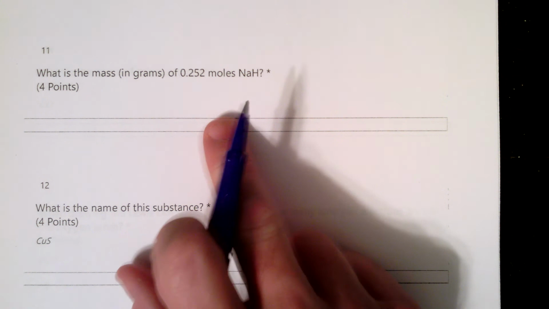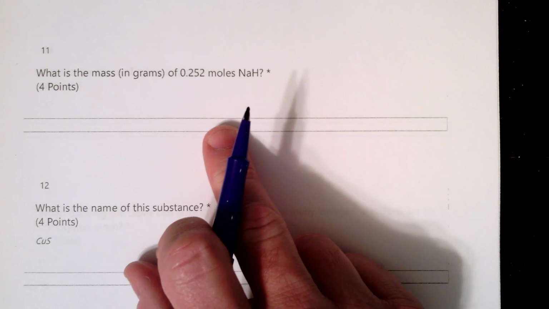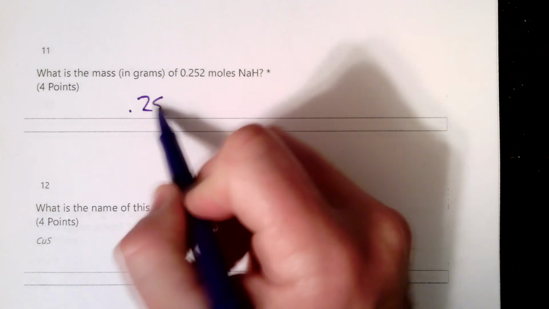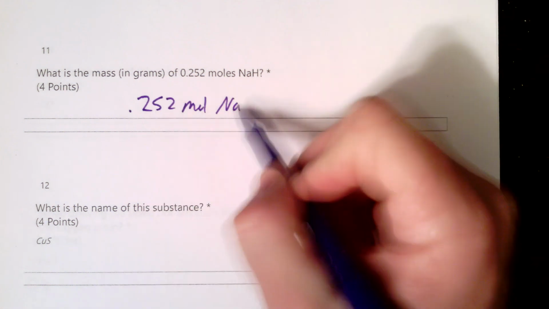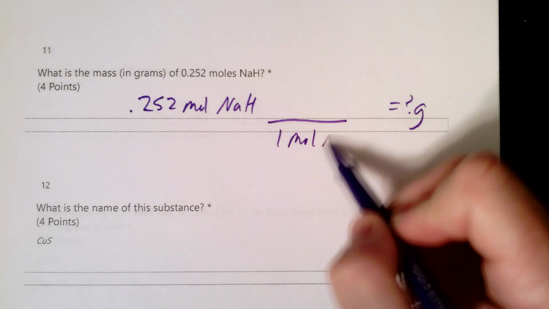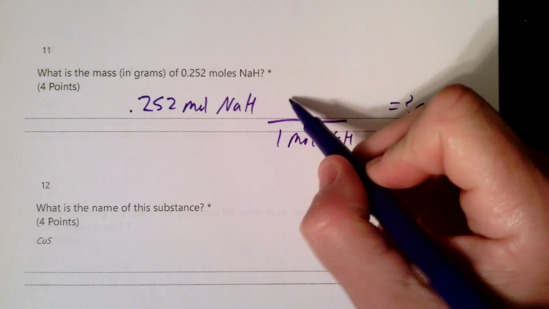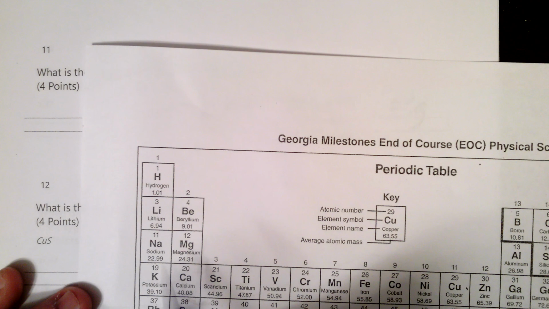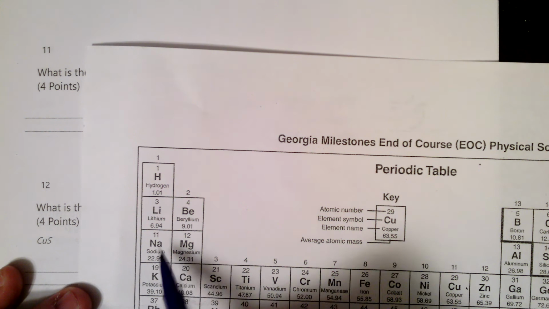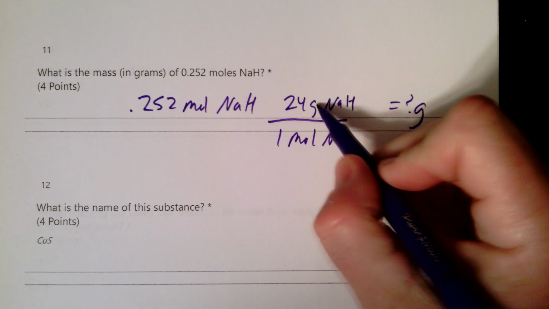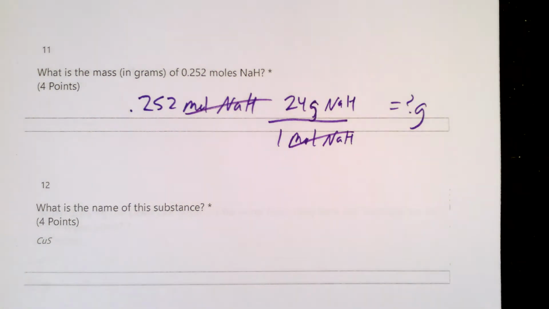I'm not going to actually do the math on these because I don't want to take the time on the video to actually punch the numbers, but I will show you the setup of this. You have 0.252 moles of NaH. I want to know how many grams that is. 1 mole of NaH is 24 grams of NaH because sodium's 23, hydrogen is 1. Together, the mass would be 24 grams of NaH in 1 mole.